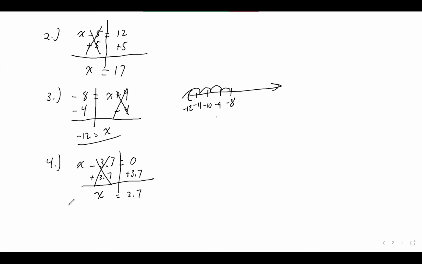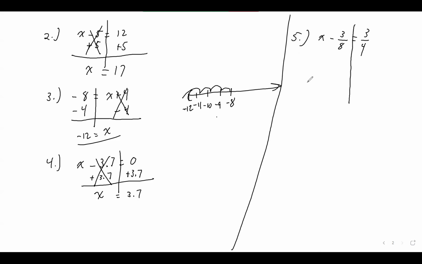Alrighty. And then of course it wouldn't be a math class if there wasn't fractions. There we go. So we got x minus 3/8 equals 3/4. I can show you the way I would do this if I had to do this by hand. If you're allowed a calculator, again, I would just plug it in with the fractions and stuff like that. But for my starters, how do I get x by itself here?